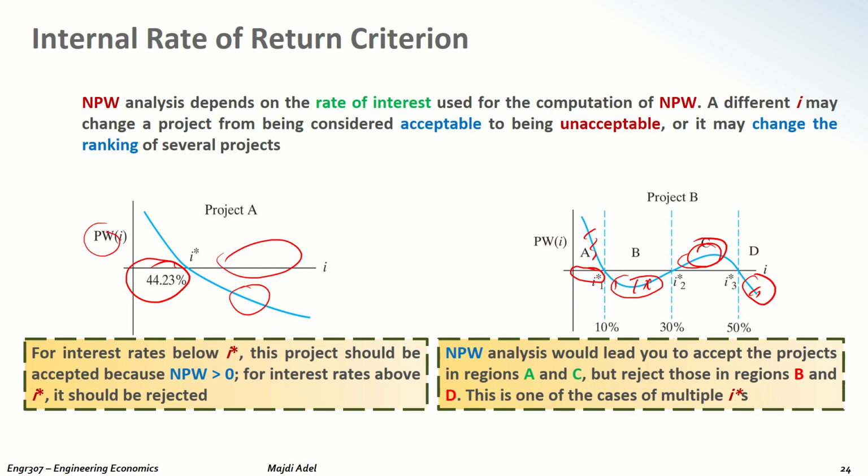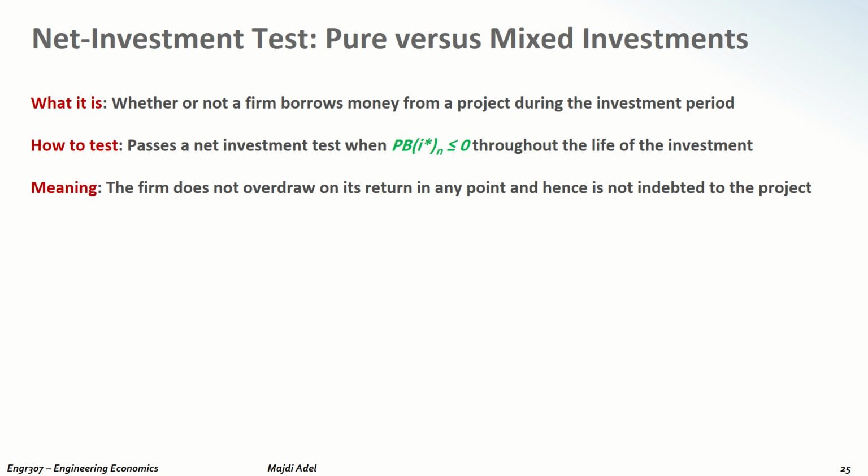Now this is just in words. How to do this using calculations? كيف بدنا نحسب هذا الكلام؟ We need to classify our investments to pure investment and mixed investment, or simply we call it the net investment test. What is the net investment test? It is a way to decide if the firm borrows the money from the project during the investment period.